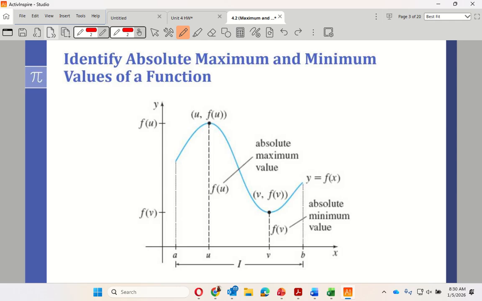So, right here, u is the value that we have in between my interval. And so my values of the function, the absolute maximum value would be f of u. So if it's asking for where this is, you would say u would be the absolute maximum. And if it's asking for the value, it's asking for f of u. Same thing over here for v. That is a minimum, and it is the value f of v. Any questions over that?